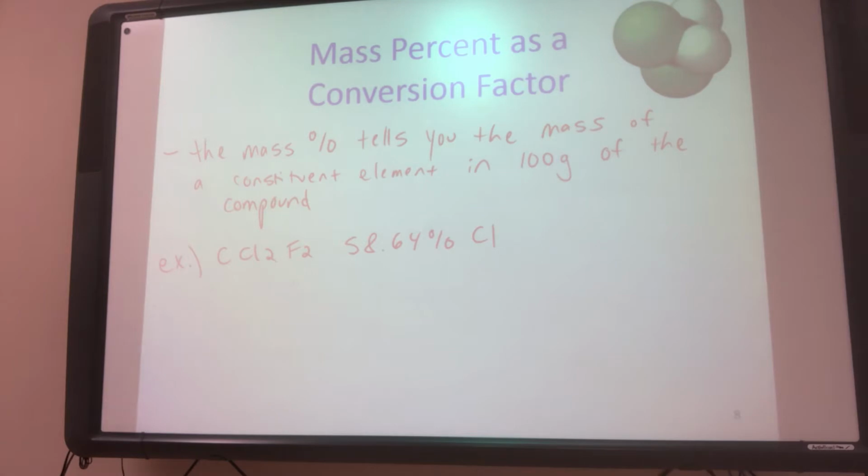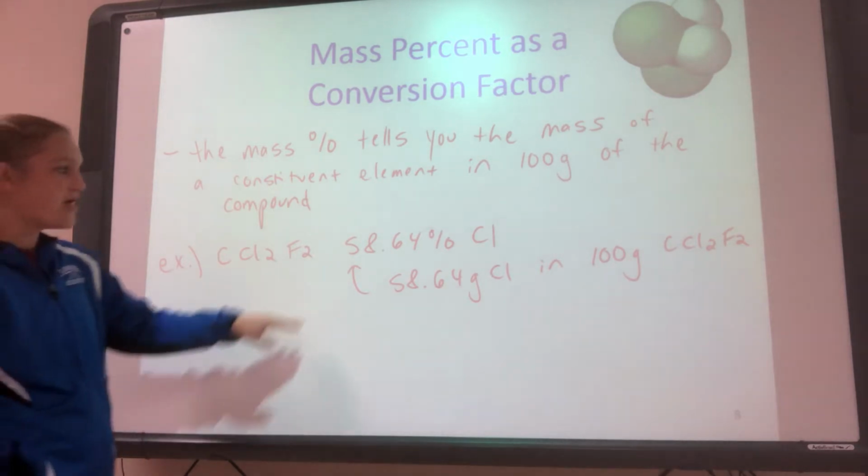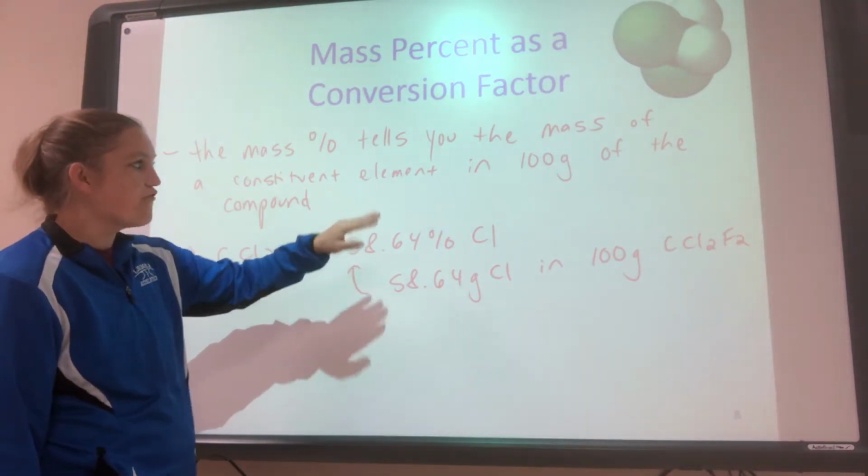a mass percent for a specific element, then I want you to be able to rewrite this as 58.64 grams of chlorine in 100 grams of the compound. We're taking the percent and we're changing it from a percent to a ratio. Okay? So I'm going to change it. I know it's this percentage over 100.